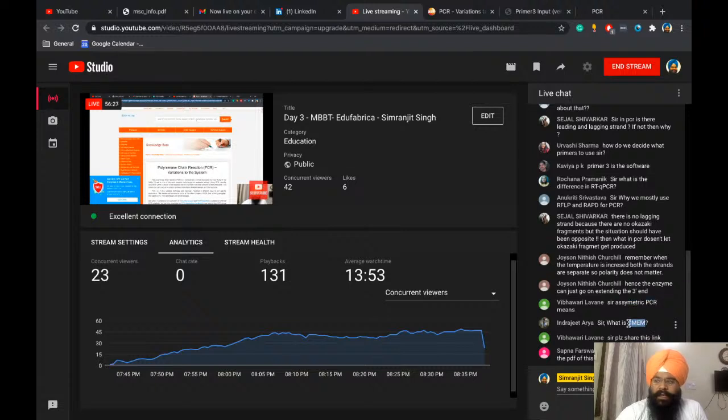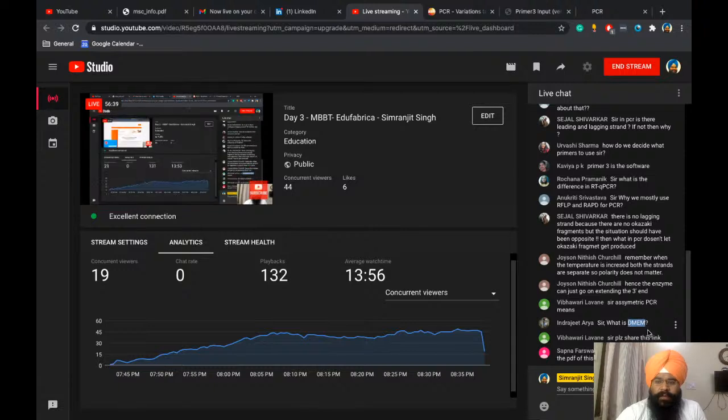DMEM, Dulbecco's modified essential medium, which is required for the synthetic cell culture medium, and can be used to maintain cell culture and tissue culture. This is just like a medium that we used.